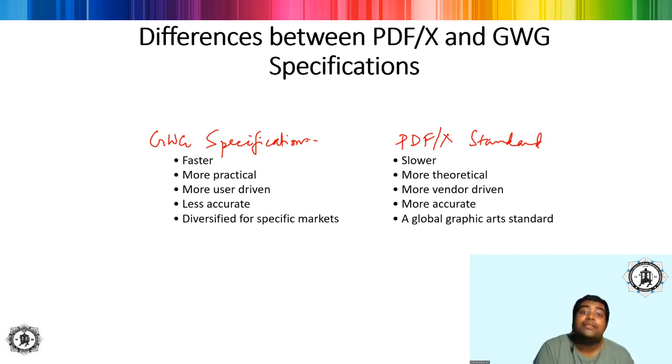The reason why they are not called a standard is that ISO is a standardizing body, GWG is not. GWG is a work group which is providing the specifications.